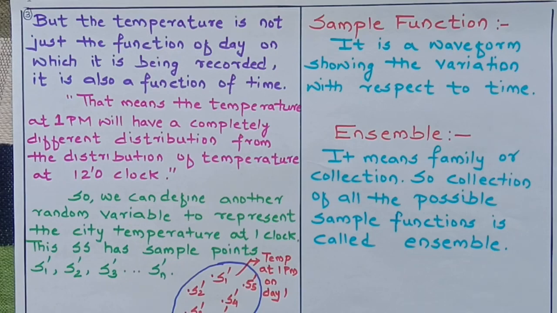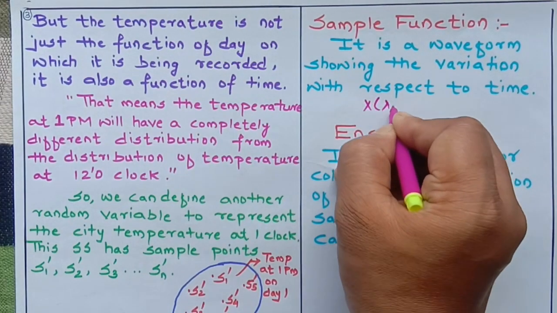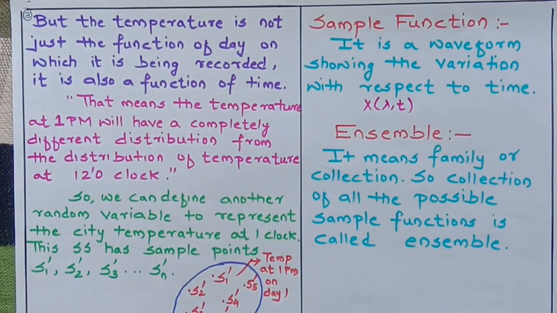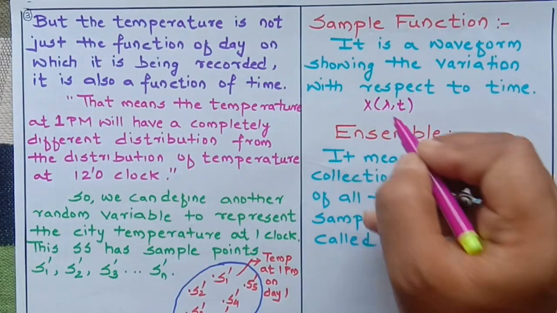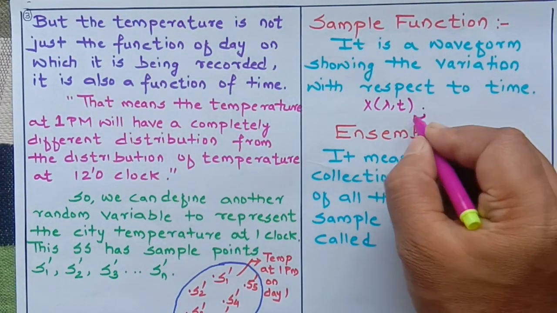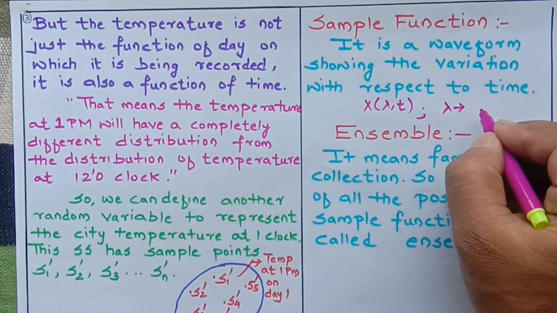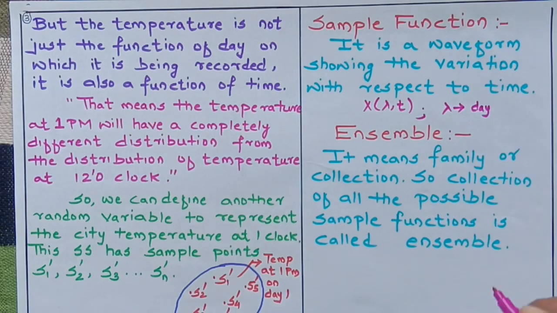So that waveform could be represented by what? X of lambda t. This lambda indicates what? Day. So lambda 1 would be represented as what? Day 1. Lambda 2 is going to represent day 2, and so on.